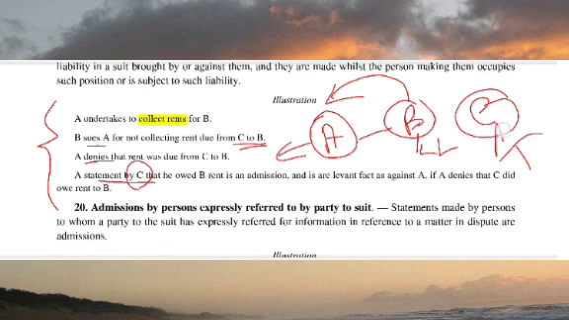Now here Mr. C will make a statement that he owed B rent as an admission. It is the landlord. And these are relevant against A, if A denies that C did owe rent to B. Done. Very easy example. Person expressly referred.